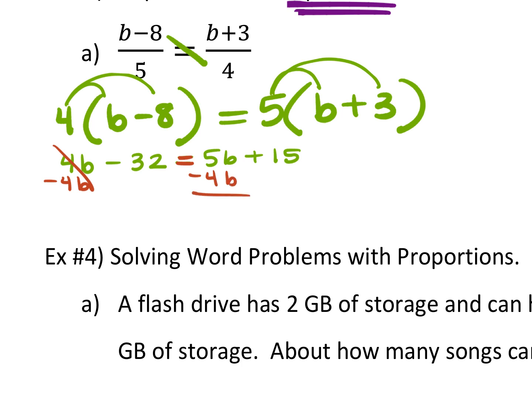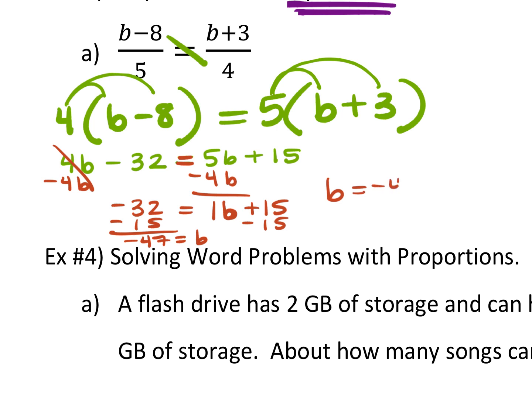So 5b minus 4b is 1b. You don't even technically need a 1 there. You may call it b. So b plus 15 equals, what's on your left side right now? Negative 32. Don't ditch the negative. So then we subtract the 15. What does that equal? Negative 47. Okay, so b equals negative 47.